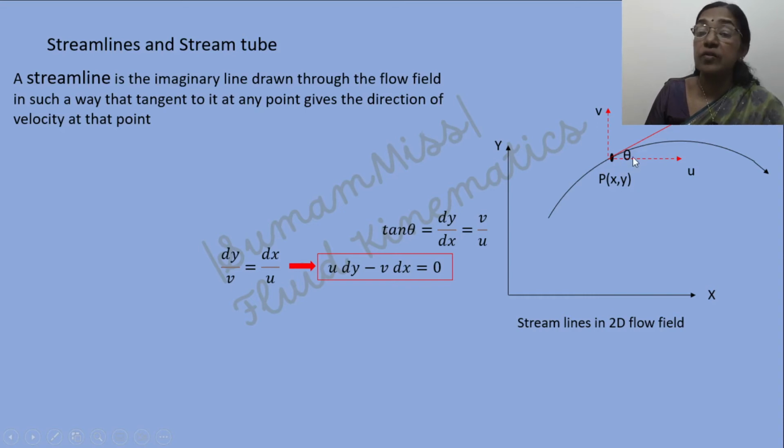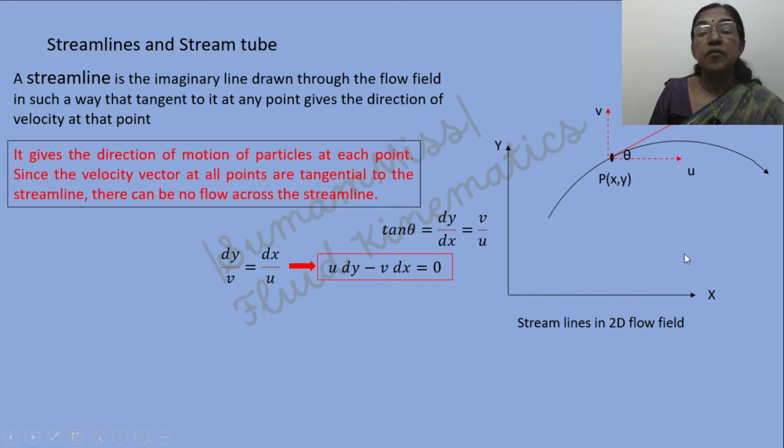So there is no component of the velocity in the normal direction. So that means flow is always taking place along the streamline. There is no flow across the streamline. For a three-dimensional flow, the differential equation of the streamline can be written as dx by u is equal to dy by v is equal to dz by w.